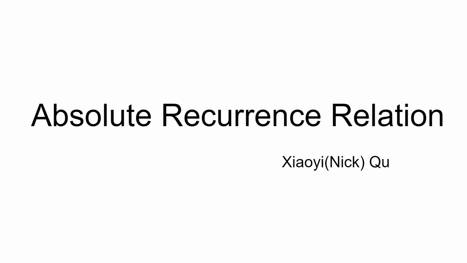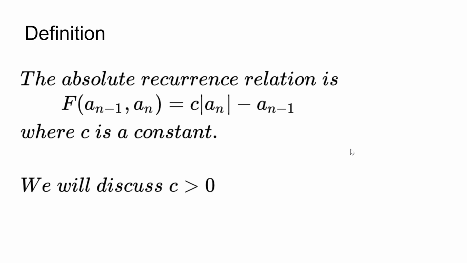Hello everyone. Today I'd like to talk about the periodicity and boundedness of the absolute recurrence relation by using the graphic method. The definition of the absolute recurrence relation is as follows, and here C is the constant. We'll discuss C larger than 0 in this section.